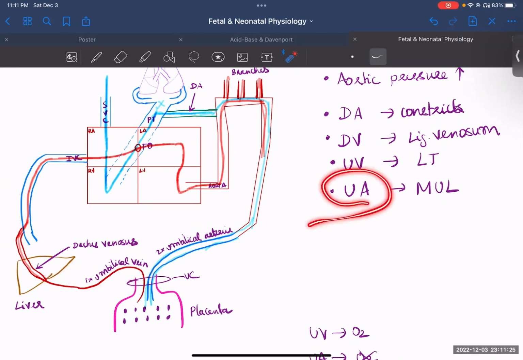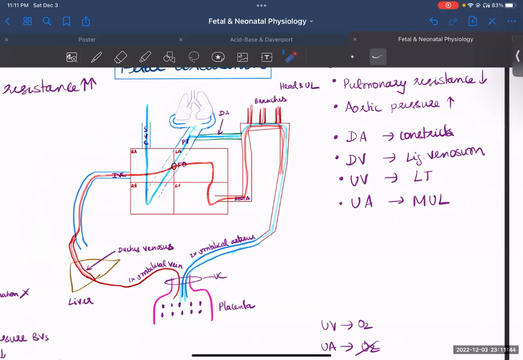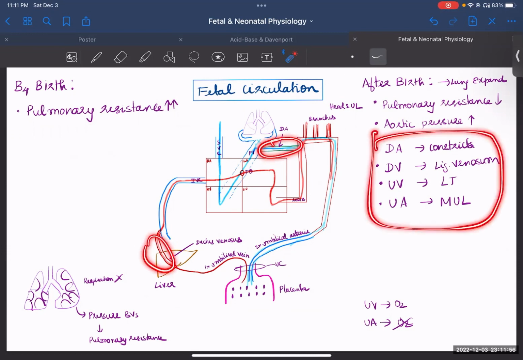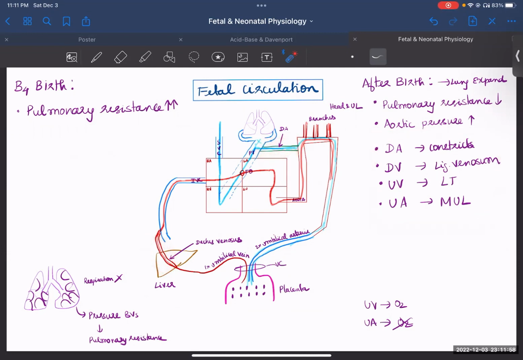What about your umbilical artery? Due to the high pressure faced by the aortic blood, highly oxygenated blood, the umbilical arteries are going to be obliterated, by that I mean destroyed. And that is going to form the medial umbilical ligament. Okay. So the important concepts to remember here: pulmonary resistance is high before birth, low after birth. And after birth, what are all these going to turn into? You have to remember all that. So that was about fetal circulation. This is a very important concept.